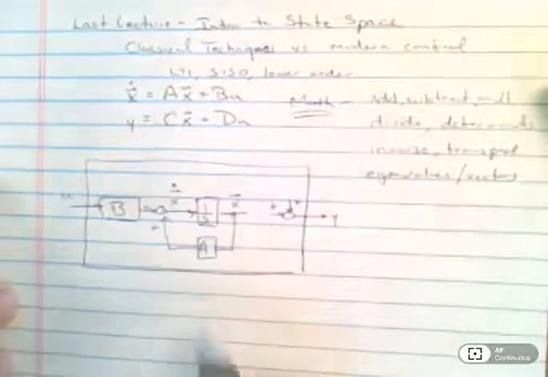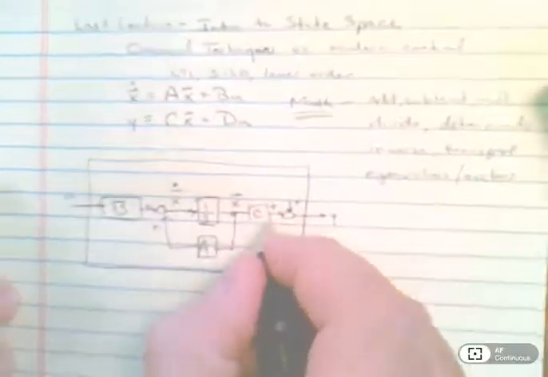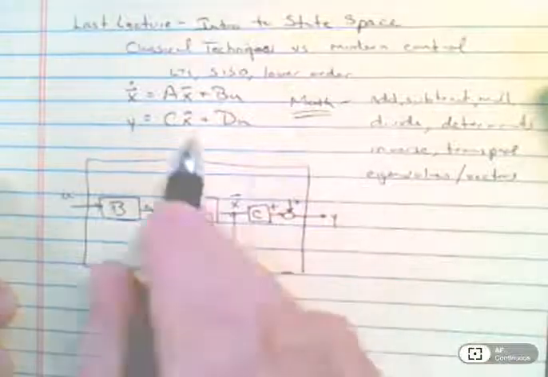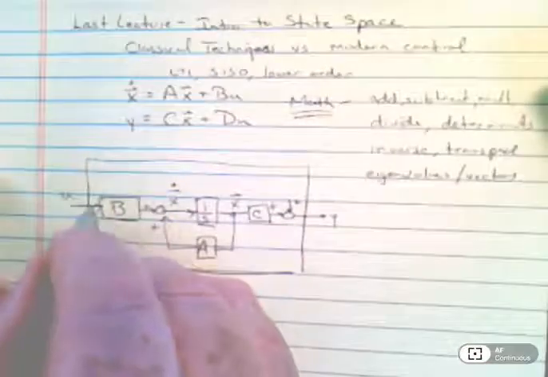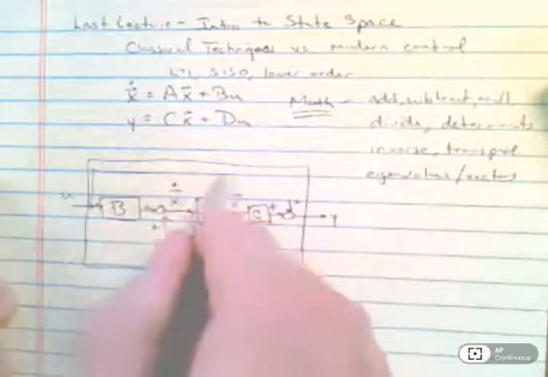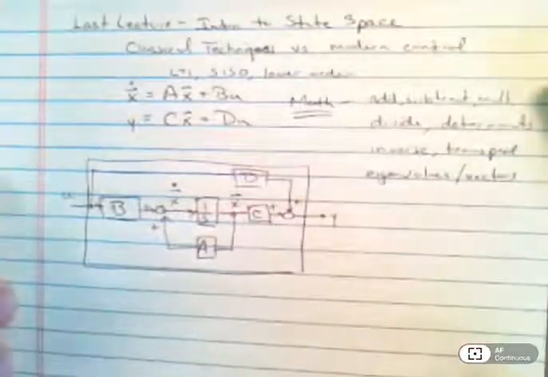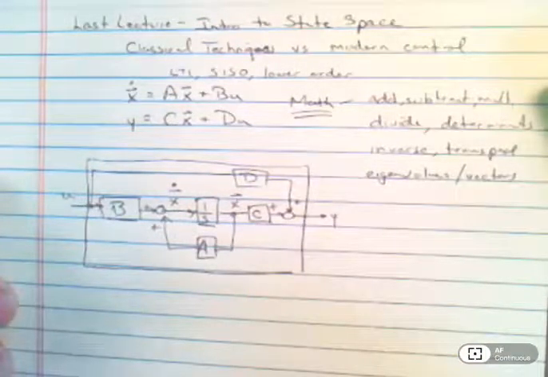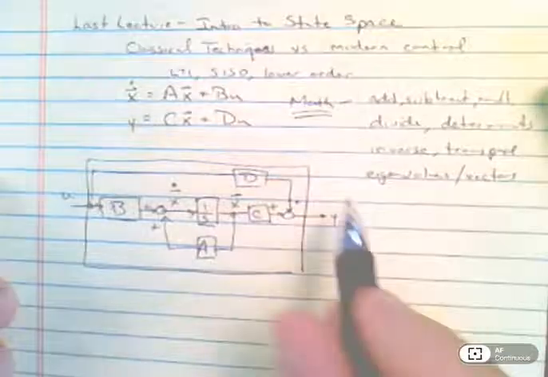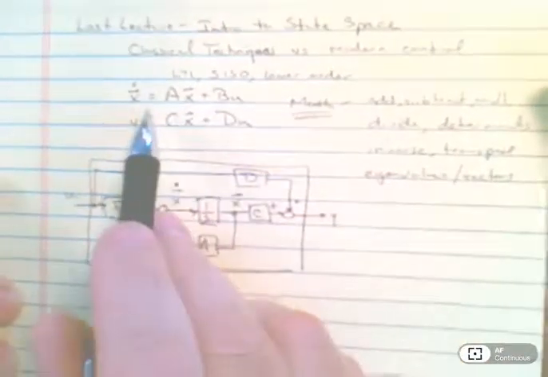And the first one is c times x, so I'm going to have c times x come into that summation node. And the second one is d times u. So here's my input u. I've got a feed forward term d coming down like that. And so that is what our expanded block diagram looks like in matrix form, given the state space equations, x, the vector dot, and y.